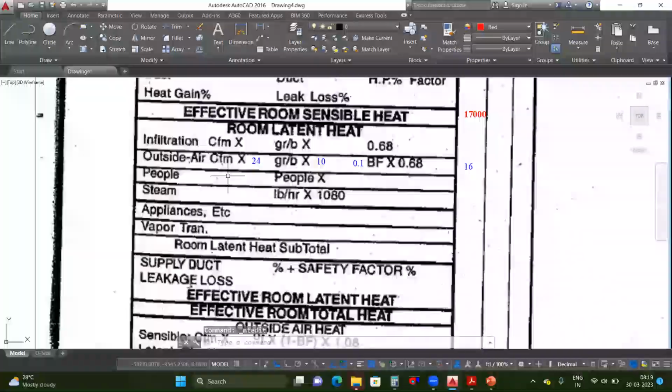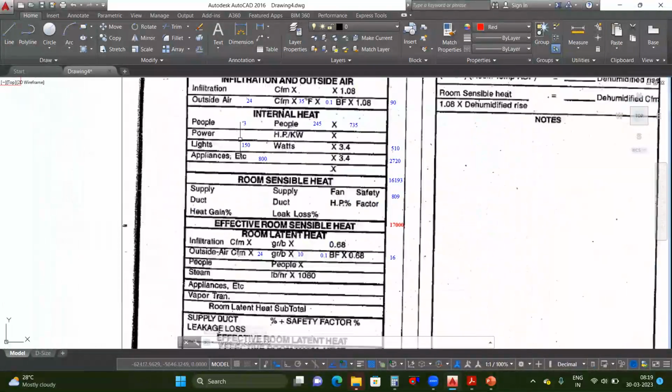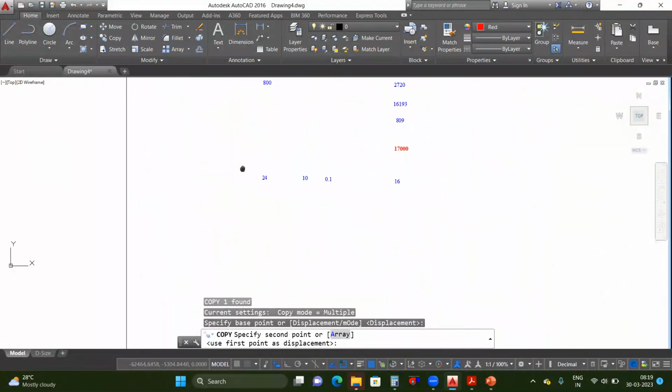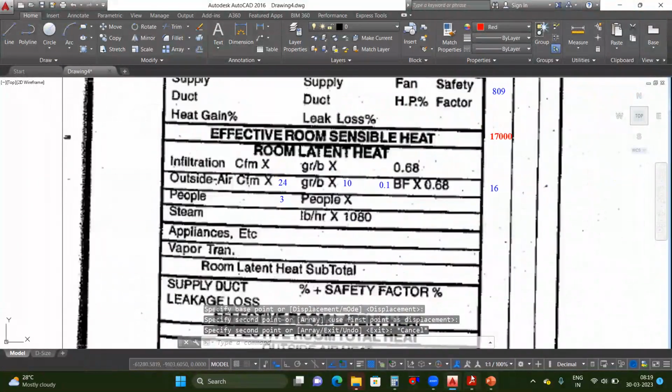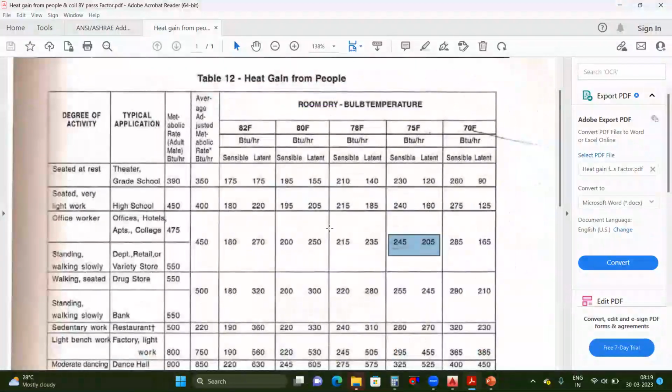Okay. Next, the same as here, we have taken the people load, so in the latent load also we need to take it. The number of people is the same, that is 3. And we need to go to the data book. This is the value we have taken: 75 degrees Fahrenheit room dry bulb temperature, and this is office work. We got two values, one sensible and one latent. Sensible we have already taken, so now we are taking the latent heat, that is 205.